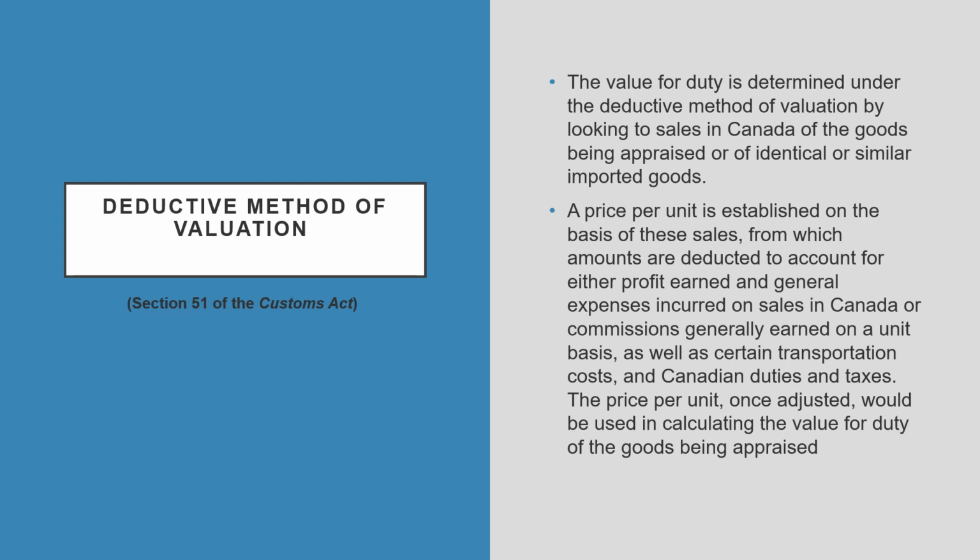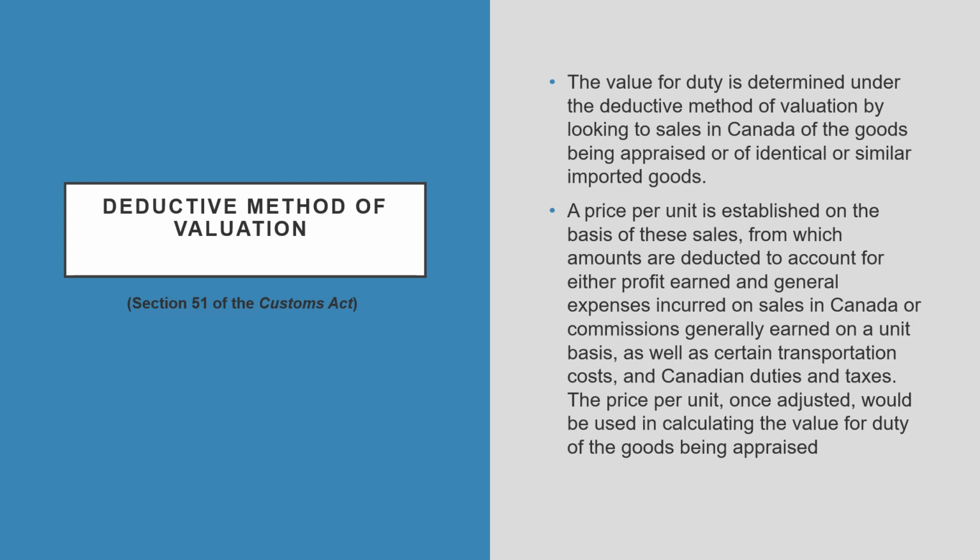The next method is called the deductive method of valuation. So remember, this has to be used in sequence. You start with your price paid or payable, you follow with identical goods, then you move to similar goods, and then if none of that has worked and you cannot arrive at a value for duty, you can use the deductive method of valuation.